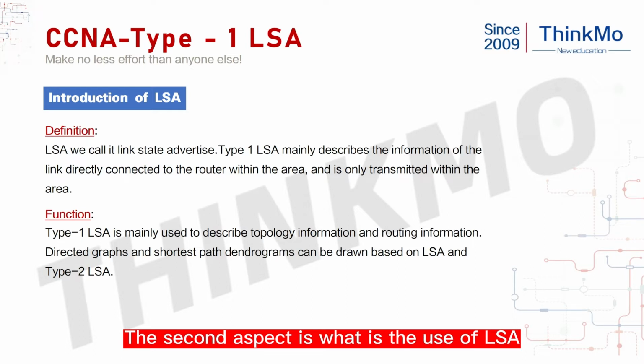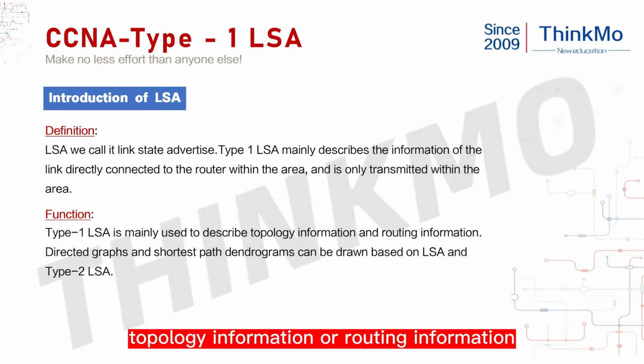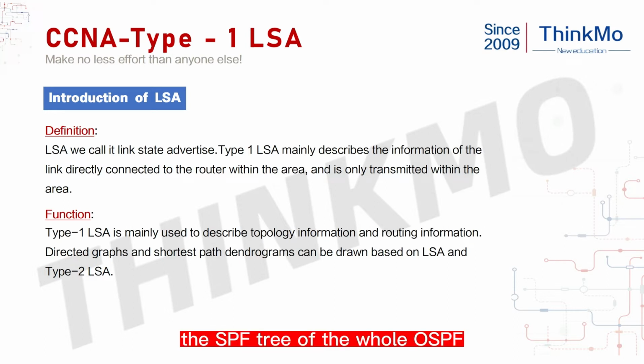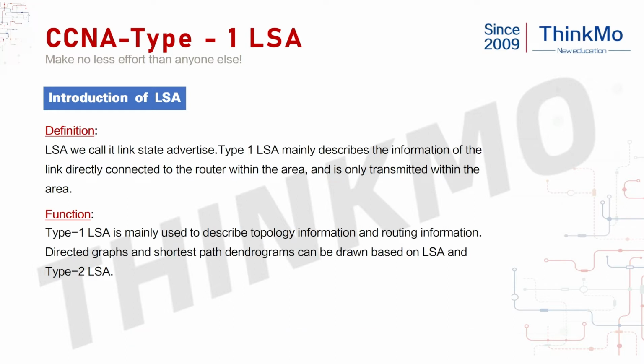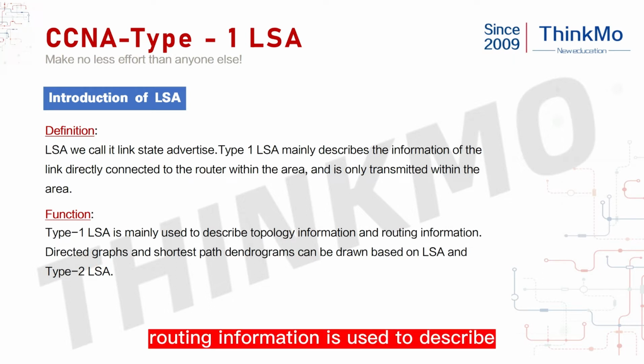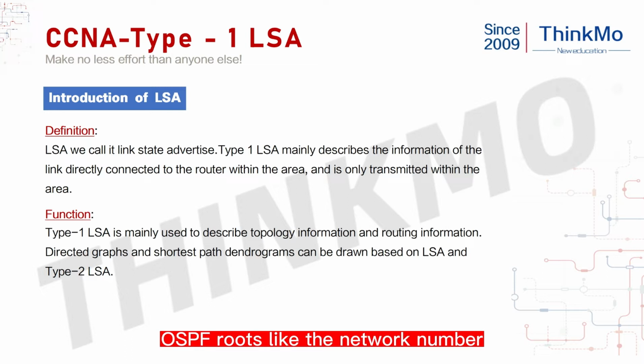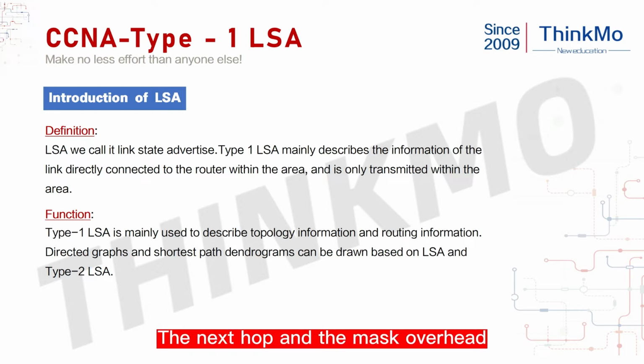The second aspect is what LSAs are used for. They are usually used to describe topology information or routing information. Topology information is used to build the SPF tree of the whole OSPF, which we talked about in the last video. Routing information is used to describe OSPF routes, like the network number, the next hop, and the mask. This is the information required for a route.